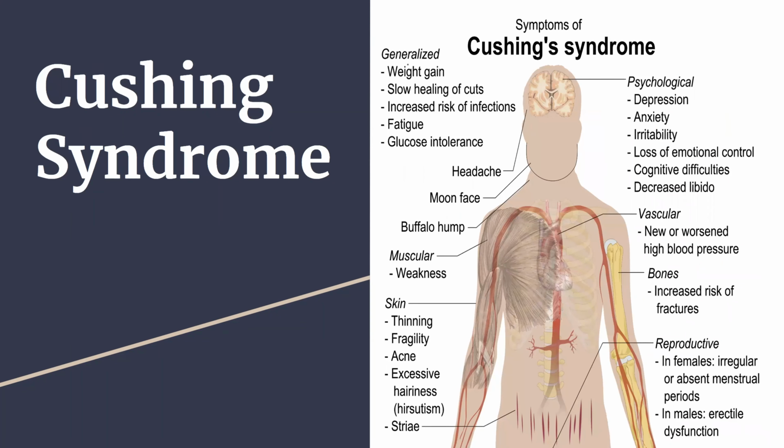Now, Cushing's syndrome is a disease that is caused by excessive cortisol levels in the body. Cushing's syndrome causes weight gain, depression, headaches, and a very fatty or moon face. Usually you have a buffalo hump near the shoulders. You have weakness of muscles and bones, and an increased risk of fractures. Your skin has a lot of thinning or acne. In females, you might have irregular or absent menstrual periods. In males, erectile dysfunction.